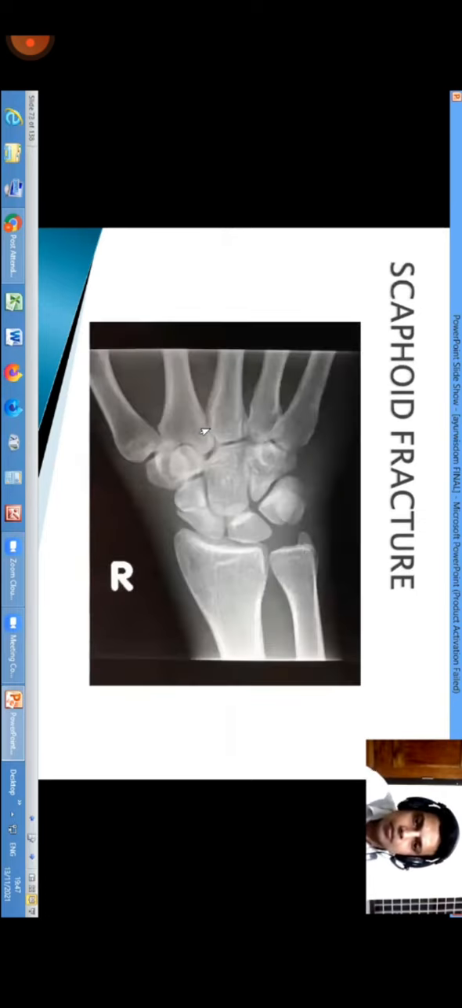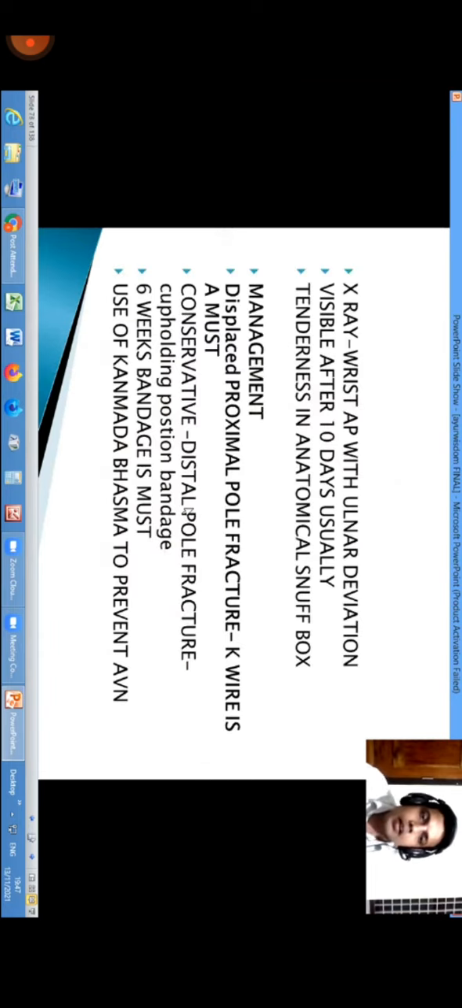And then coming to scaphoid fracture, in this X-ray we can see a scaphoid fracture. This is the fracture line. X-ray wrist AP with ulnar deviation is helpful in detecting the fracture of the scaphoid. The peculiarity of this fracture is that it is visible only after 10 days, usually. Tenderness in the anatomical snuffbox. This is the anatomical snuffbox, and tenderness in this area is peculiar to scaphoid fracture.